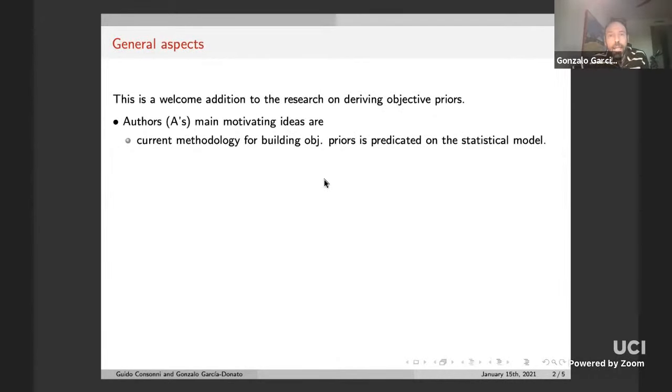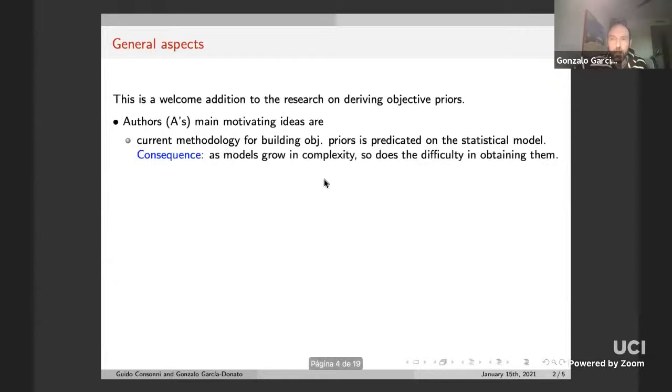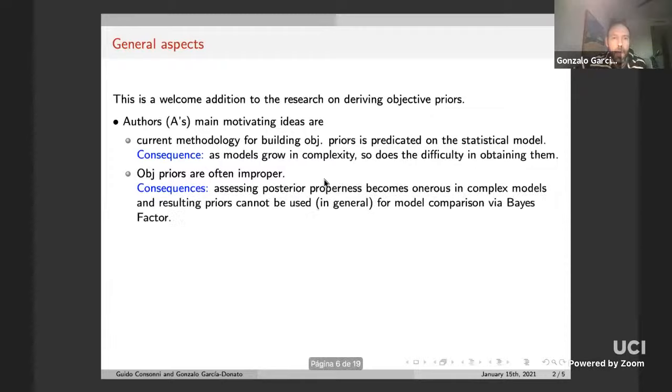Which are the main motivation ideas here? The main idea is that the current methodology for building objective priors depends on the statistical model. The point the authors make is that as the complexity of the model grows, so does the difficulty in obtaining the prior. That's true. Also, quite often the objective priors are improper, so they cannot be used to obtain, for instance, the Bayes factor. It cannot be used in model comparisons, at least in general.